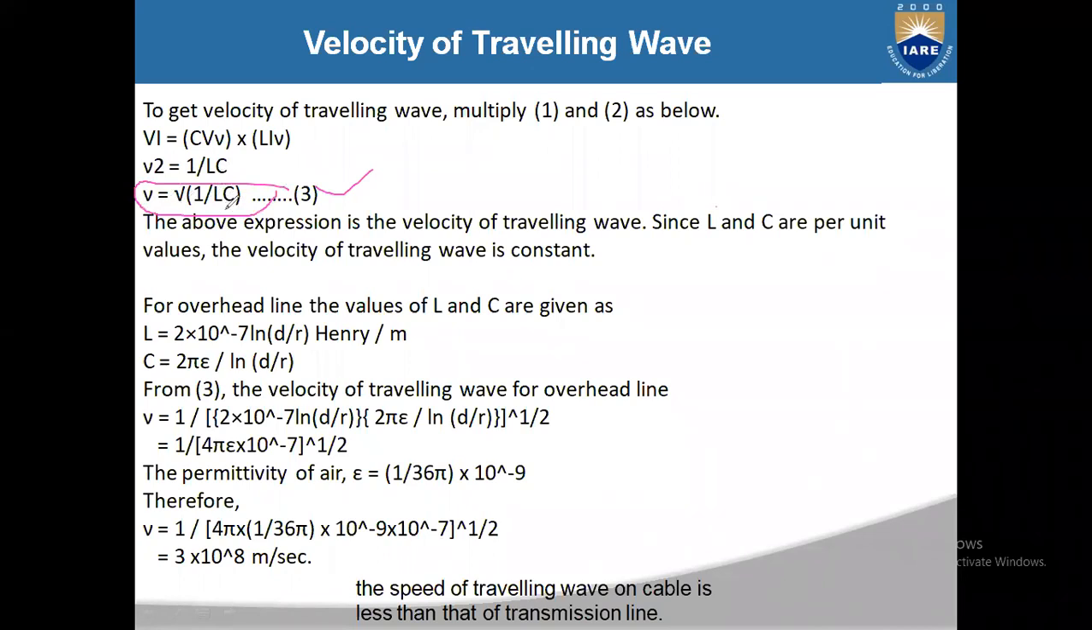Now from the first unit you know the inductance and capacitance values. Inductance is equal to 2 into 10 to the power minus 7 ln d by r dash. For simplicity you can call it simply r. And capacitance C will be equal to 2 pi epsilon by ln d by r. Now we are going to substitute these two here. Then finally the small v will be equal to 3 into 10 to the power 8 meters per second. So the velocity of the traveling wave is 3 into 10 to the power 8 meters per second.